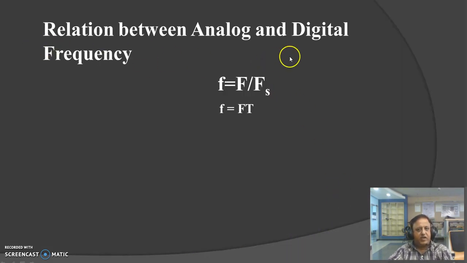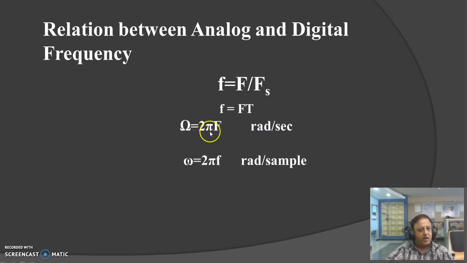Now, what is the relation between the frequencies in the analog and digital domains? We know this relation: f is equal to F upon Fs, or small f is equal to the analog, continuous time frequency F into T. So substituting, we also know that ohm is in terms of capital F, and omega is in terms of 2 pi f.